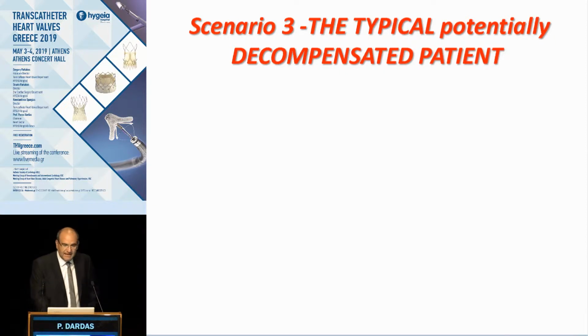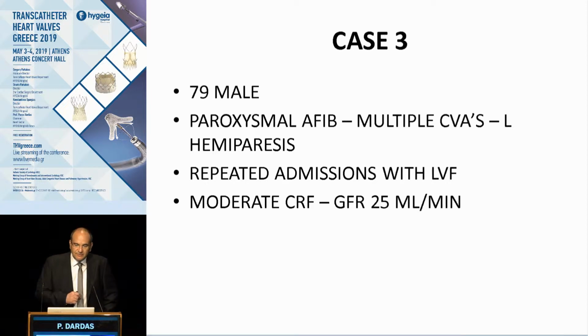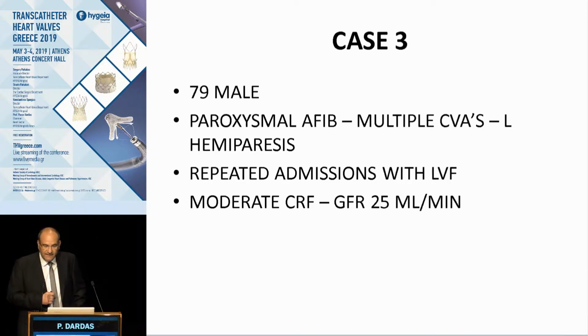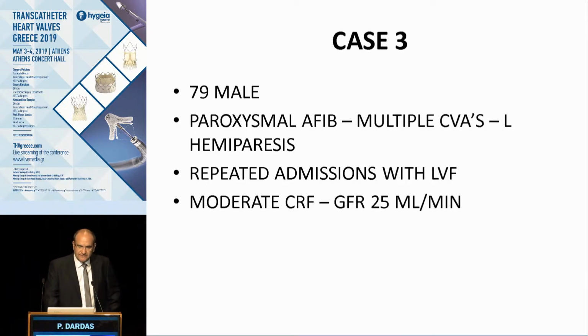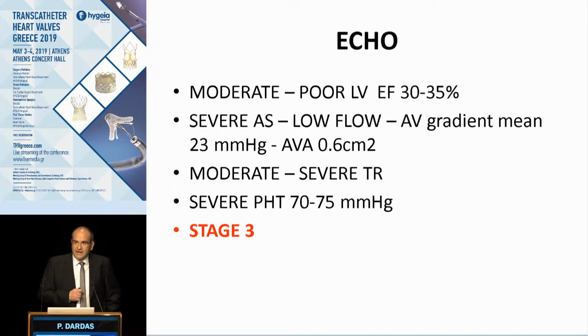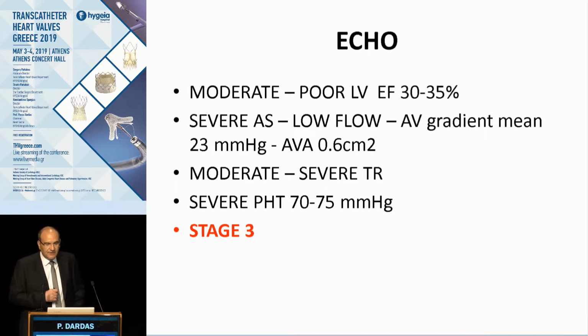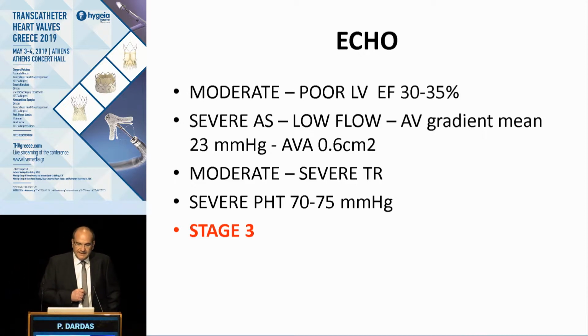So this is a scenario of a typical potentially decompensated patient. 79-year-old male with paroxysmal AFib, multiple CVAs in the past, repeated admissions with acute LVF, and moderate renal failure as well. His echocardiogram showed moderate LV function, about 30–35%, severe aortic stenosis, low flow, and moderate to severe tricuspid regurgitation and severe pulmonary hypertension. So according to the previous staging, stage 3. So increasingly, potentially a patient for decompensation.